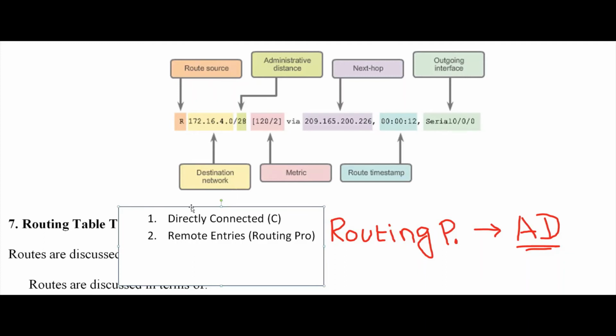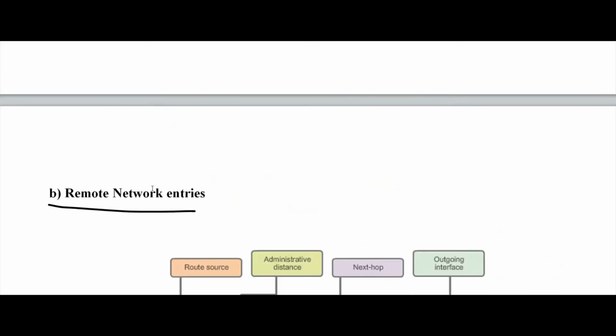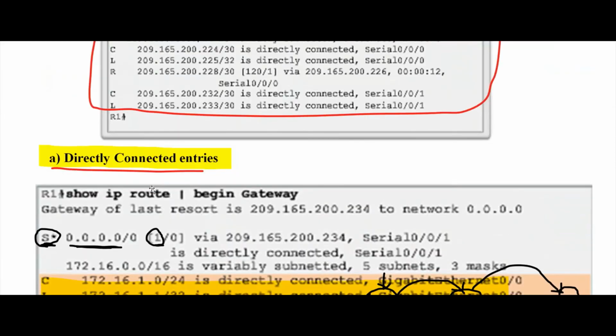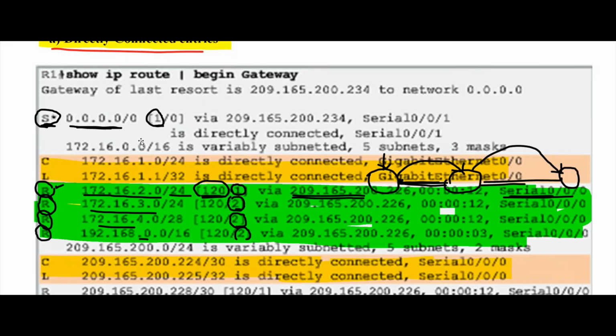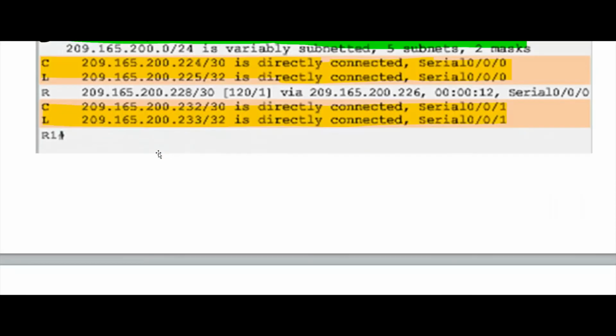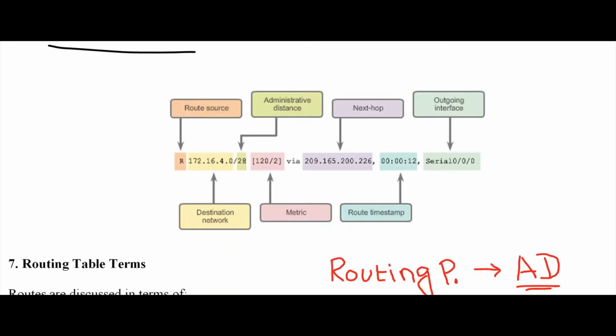So this is about the second type of entry. There are two different types of entries we discussed in routing table entries. The first one is the directly connected entries and the second one is the remote network entries. It's not a very big concept, not a very tough concept. Just if you see, you can understand in a very easy way.